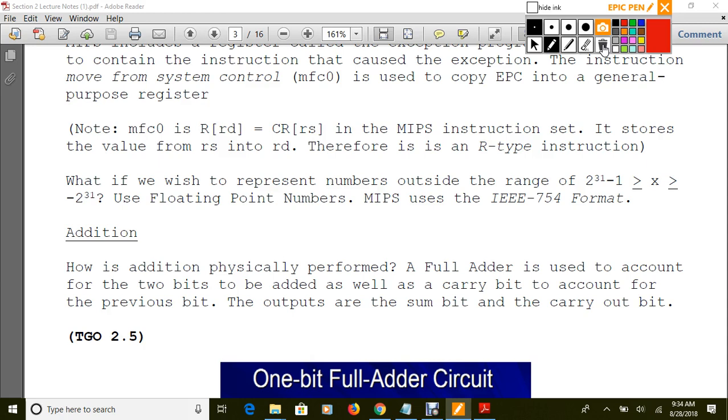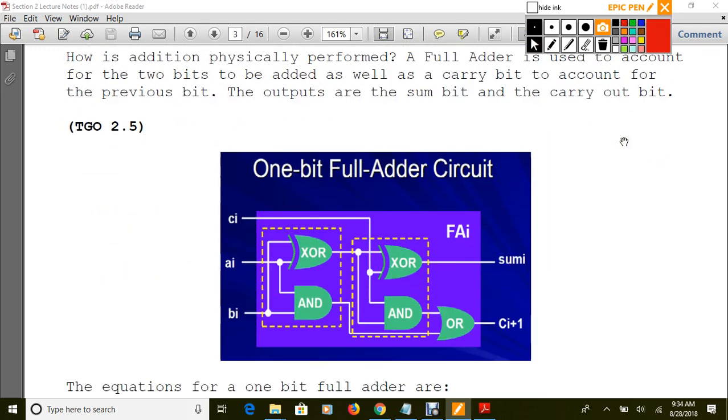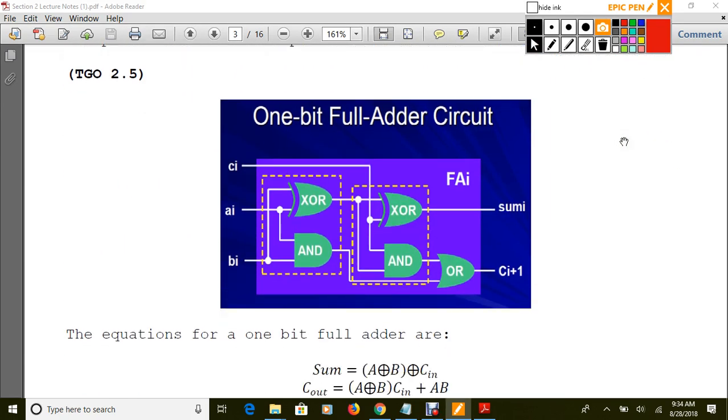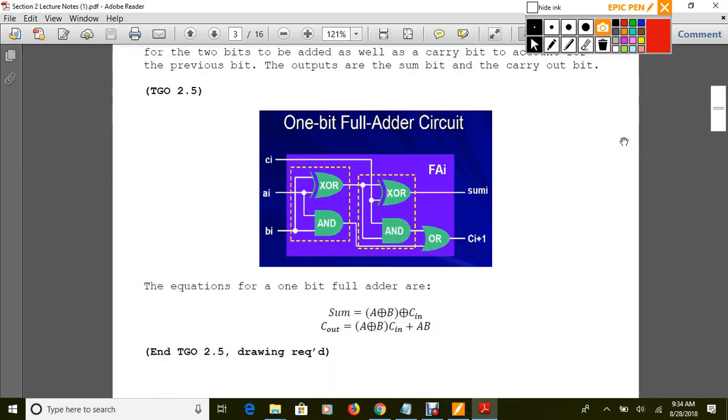Do you guys cover adders in 235? Okay, so a lot of this is going to be some brief review. So 2.5, the topical guide objective. Let me zoom out here for a second. The full thing for 2.5 is to draw a full adder circuit as well as the equations.